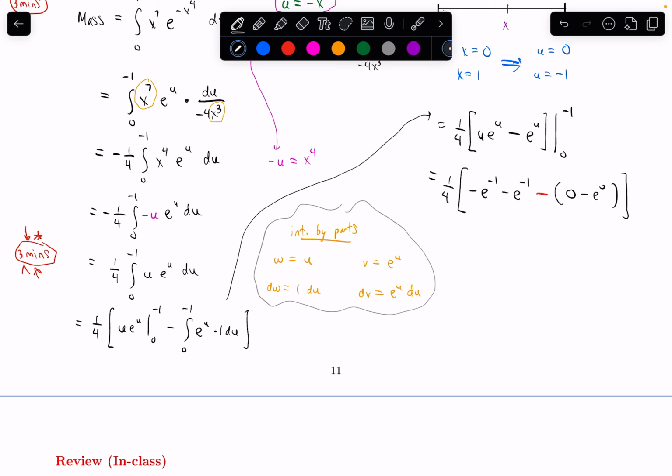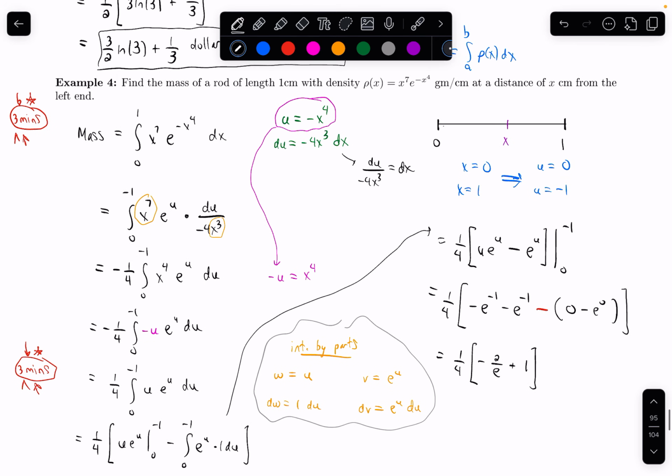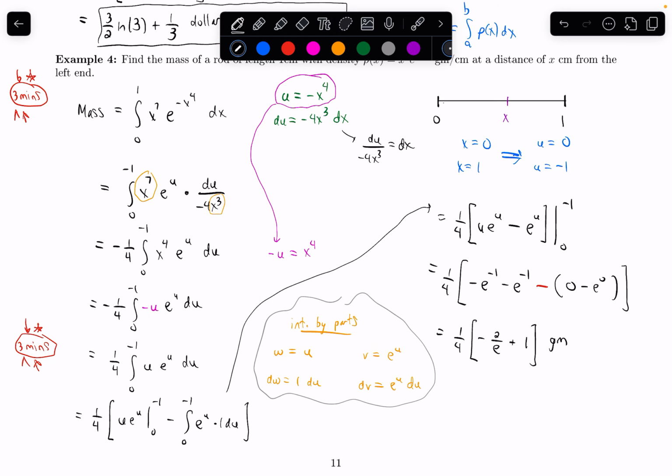So this can get simplified a little bit. I have the 1/4 in front, bracket. Each of these two terms is minus 1 over e, so adding them I get minus 2 over e. Then a double negative becomes a positive, and I get 1 there. So we have an answer. I just need the units. We were finding mass, and the units of mass in this problem are grams. And there we have it.